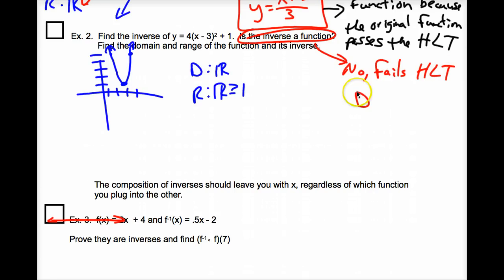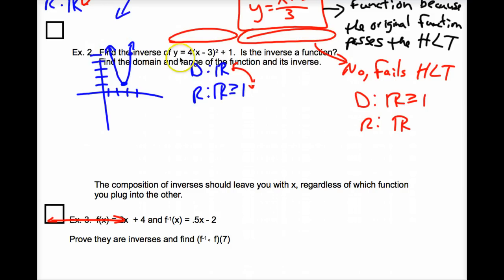I can also tell the domain and range of my inverse. The domain and range is simply these two switched around. So the domain is all reals greater than or equal to 1, and the range is all reals. What is the inverse relation? Again, it's not a function, it's a relation. What is it? We can take this. I'm going to create a little bit more room here.